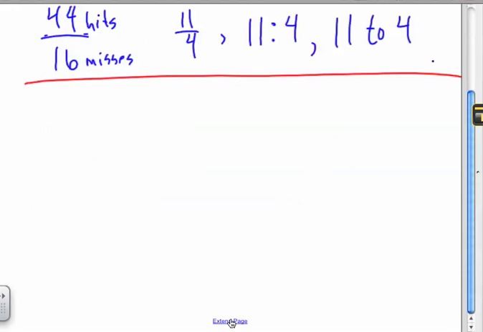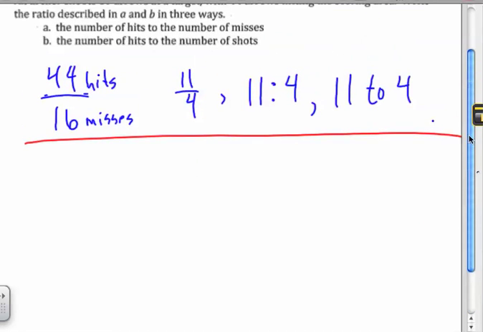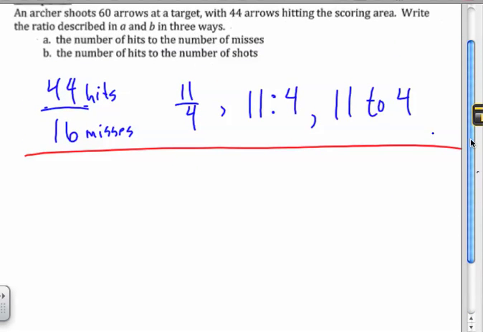Okay, let's do B. B says the number of hits to the number of shots. Well, let's just write that as a fraction first. Who can write that fraction for me? Someone give me the fraction for the number of hits over the number of shots. 44 over 60. But again, remember, this is a fraction, so I'm going to have to reduce it.